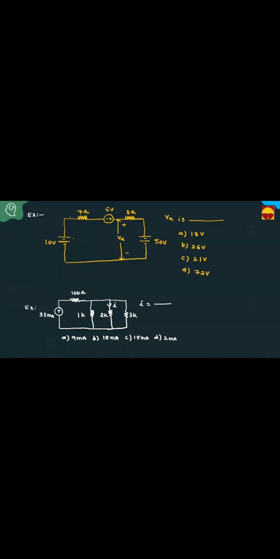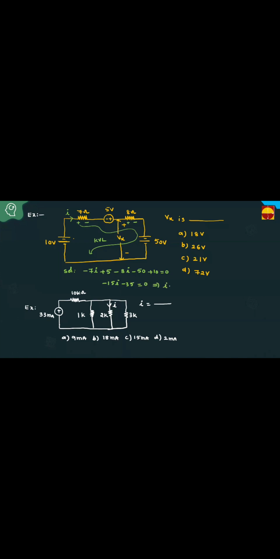Yes, for example, let us assume that the current is I. Apply KVL. It's positive to the current, wherever the current is entering, positive. That is minus 7i plus 5. This is positive to negative, minus 8i minus 50 plus 10 equal to 0. 7i, 8i, 15i, minus 15i, 15 minus 50 minus 35 equal to 0.